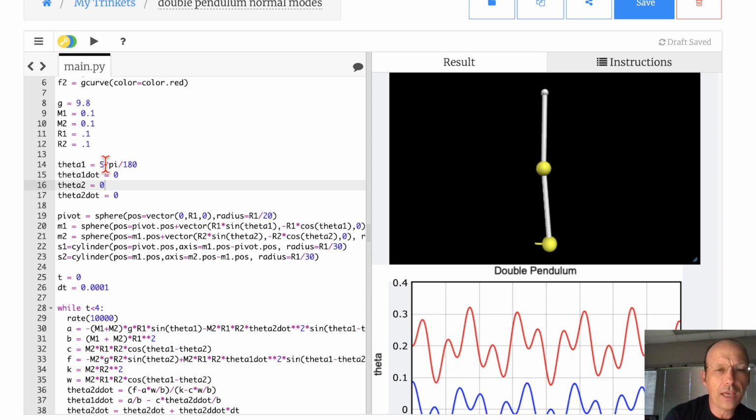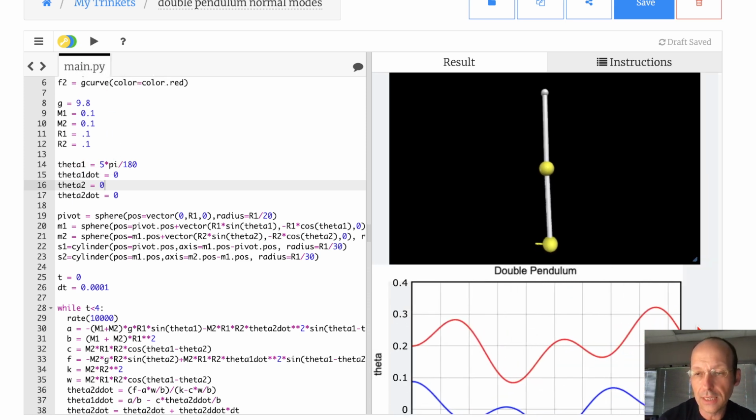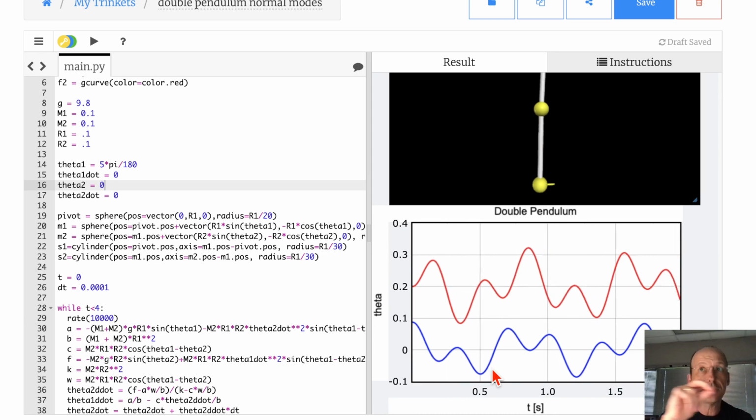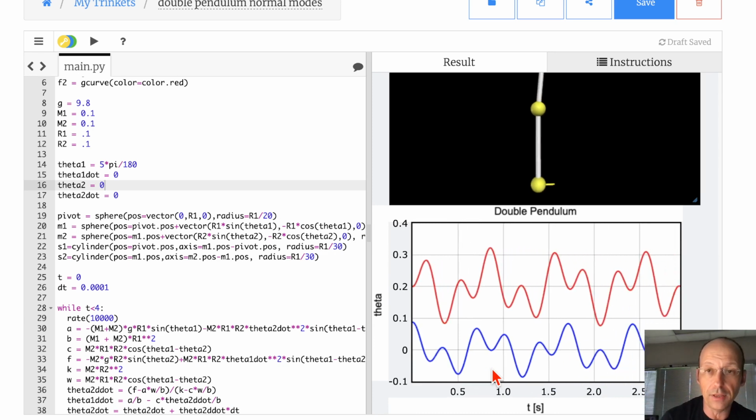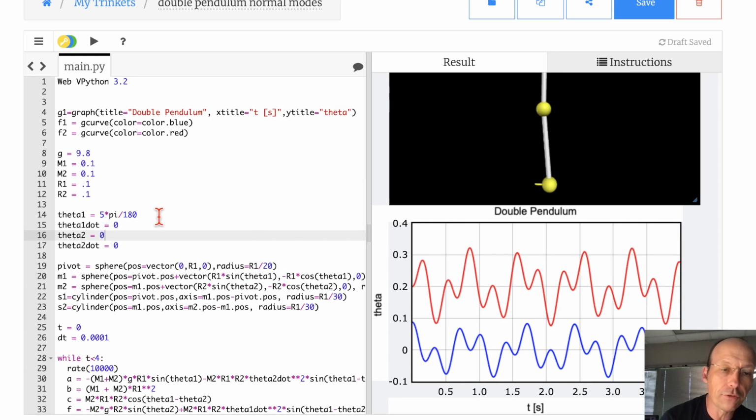And here I'm starting theta 1 at 5 degrees, theta 2 at 0. So if you run that, it's not a normal mode, right? You can see it's not a normal mode, not constant frequency, not the same frequency. It's still so cool. Okay, so let's put in our first normal mode where theta 2 is equal to negative the square root of 2 times theta 1. So that's what we said. We're switching from x's to thetas. And let's run this.